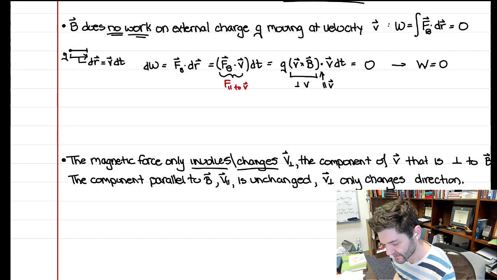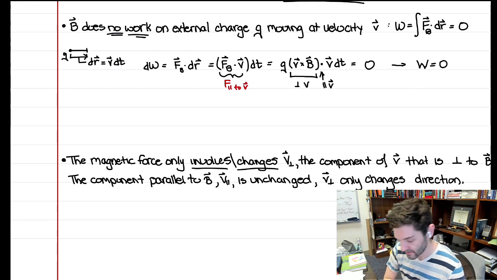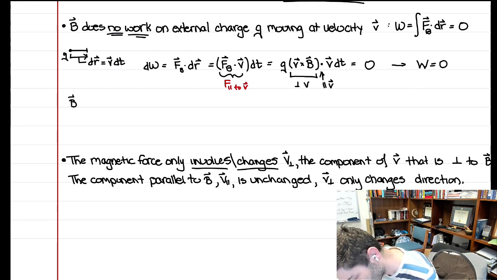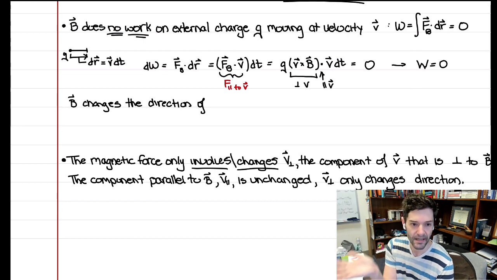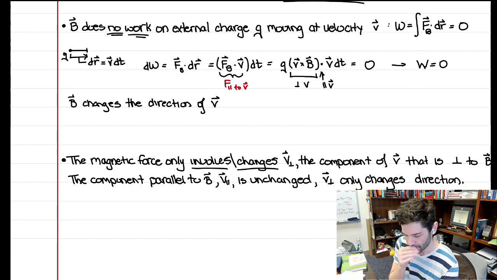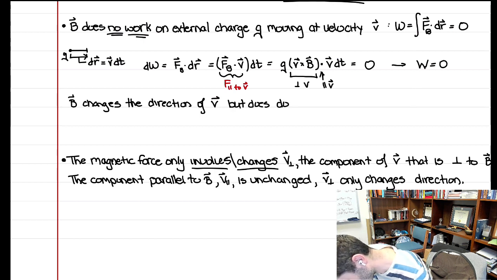So what does that tell us? Thinking back to the work energy theorem, work tells you about how you can speed up or slow down. So if you're doing no work, then what this says is that the magnetic field changes the direction of the particle. And I can be even more explicit, actually. It changes the direction of the velocity vector, changes the direction of v, but does not cause the particle to speed up or slow down.